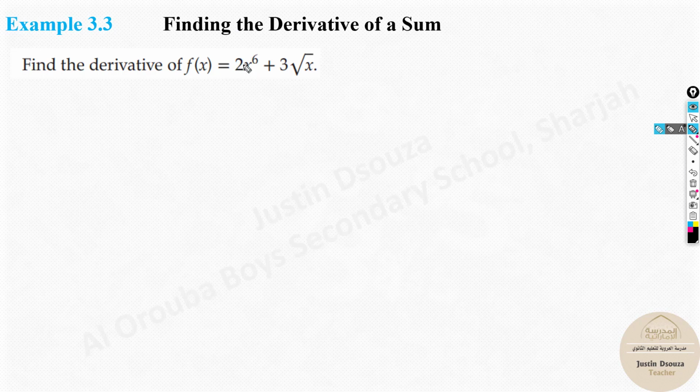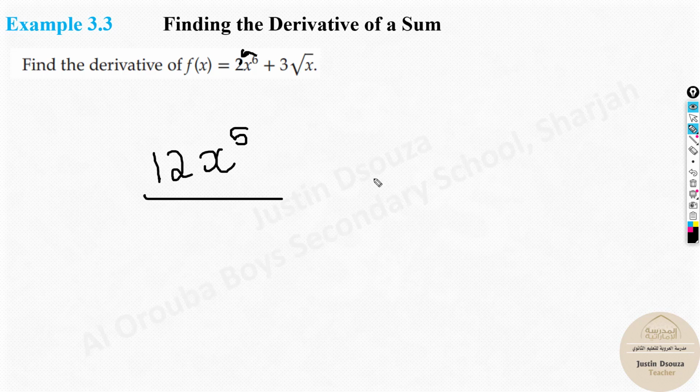Now there is a shortcut to solve whenever you have constants. Instead of writing 2 multiplied by 6x to the power 5, you can just multiply 6 with this term. See, this comes down and it multiplies with 2. So 6 times 2 is 12. I'll directly write it. x to the power 6 minus 1 is 5.